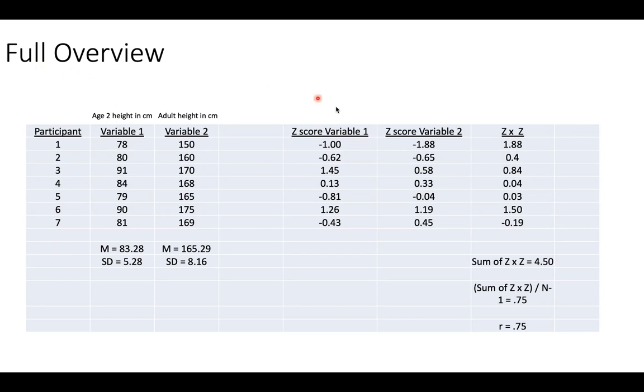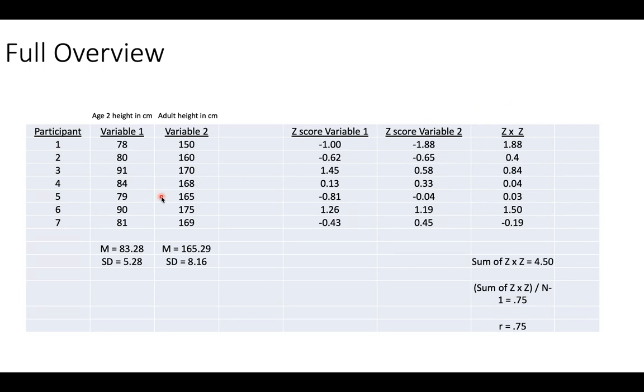Okay, here's a full overview of the math that we're going to do all the way through from what we might call our raw data, just an individual's scores on our two variables, all the way to, down here in the bottom right, our correlation coefficient. So you can refer back to this slide to get sort of a bird's eye view of the calculations, but what we're going to do next is take them step by step so that we're comfortable with them.